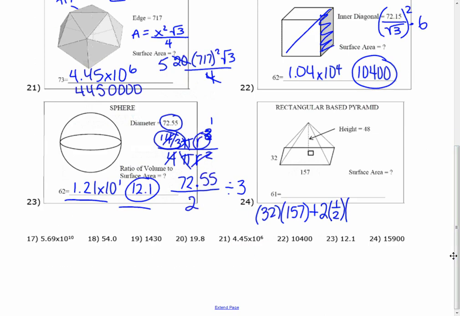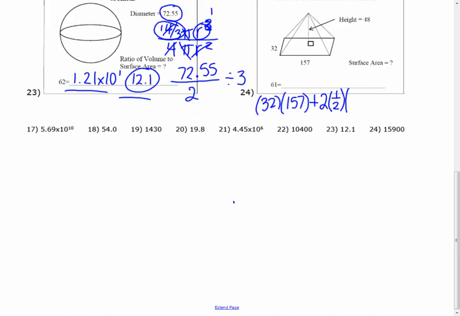So I think actually I'm going to restart this beneath here with a little bit more room for us to see what's going on. So I'm going to start here on the left, and we're going to have the rectangle area, 32 times 157. We're going to add our 2 triangles, 1/2. And I'm going to start with my base of 157.